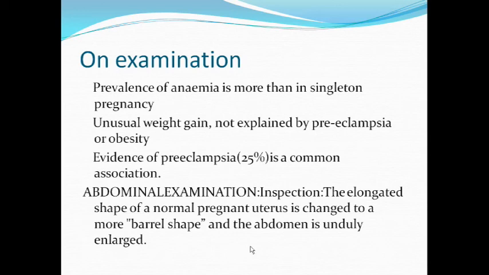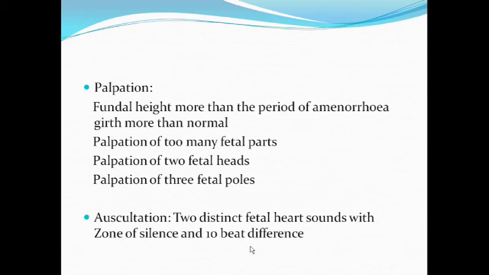When you go for abdominal examination and inspection, you will find an unduly enlarged abdomen, which is usually barrel shaped. On palpation, you will find fundal height more than the period of amenorrhea because of the multiple pregnancy, and abdominal girth at the level of the umbilicus, which is 100 cm at term in a single pregnancy, will be more than normal in multiple pregnancy.